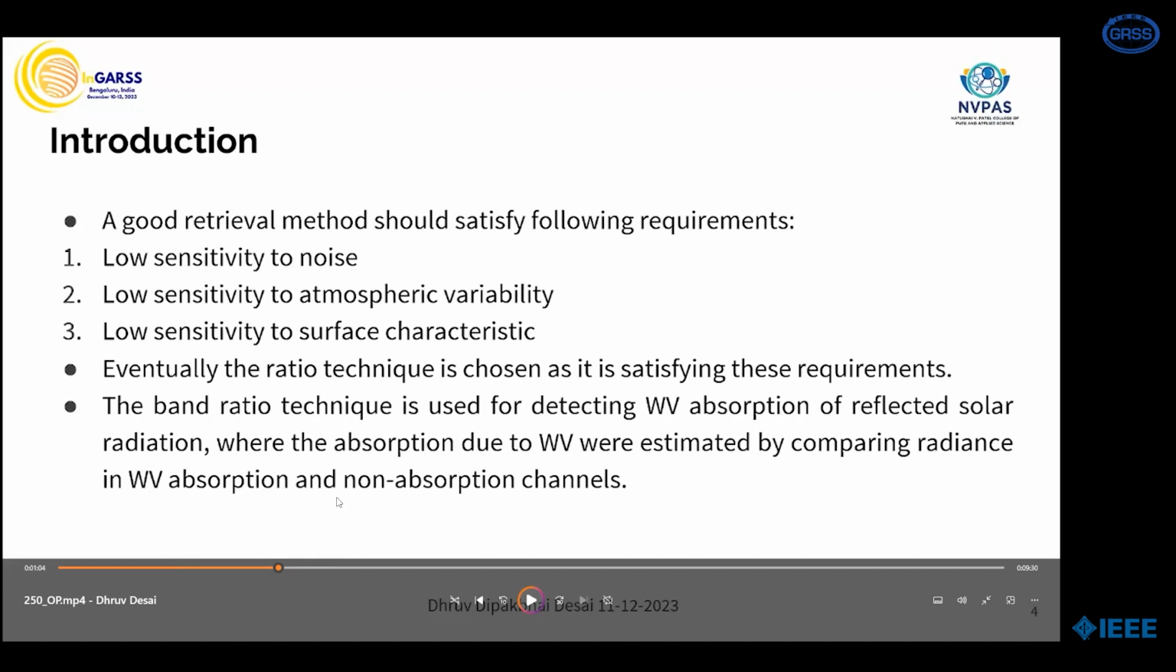A good retrieval method should satisfy the following requirements. The first one is low sensitivity to noise, in which the method should aim to reduce the impact of the statistical errors in the channel. The second one is low sensitivity to atmospheric variability, where the method focuses on the relative changes between the different channels or components rather than the absolute values. This can help to minimize the impact of the atmospheric variation on the result. And the third one is low sensitivity to surface characteristics, in which the method considers the relationship or the ratio between the different measurements, which can help to eliminate or minimize the influence of the surface characteristics on the result. Eventually, the band ratio technique is chosen as it satisfies these requirements.